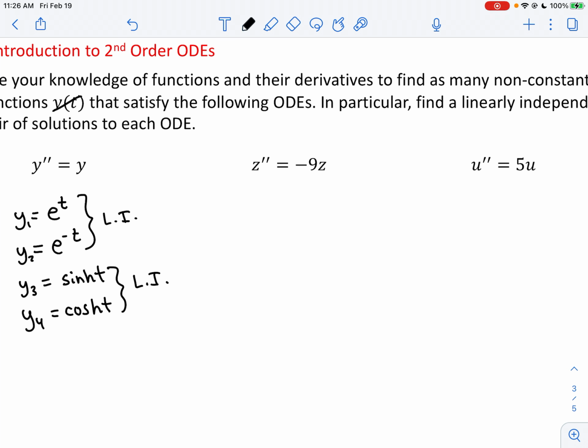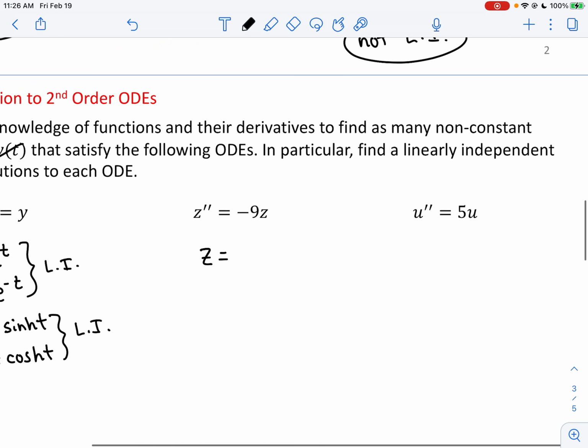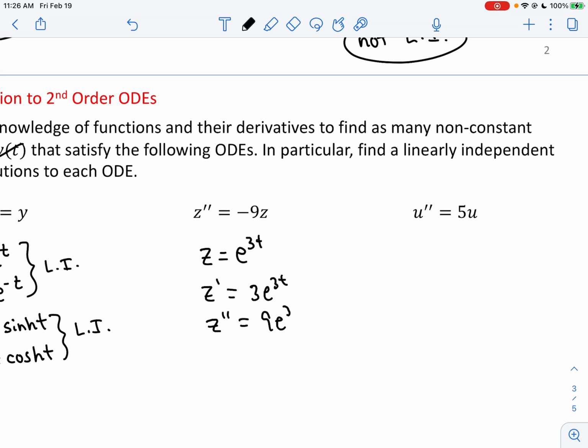The next one, z double prime equals negative 9z. All right, so a second derivative is going to produce a negative 9. Well, let's see. If z was e to the 3t, let's see what would happen here. z prime would be 3e to the 3t, and z double prime would be 9e to the 3t, which is equal to 9 times the original. Oh, so that's close, but it's not negative 9 times the original. So that's not going to cut it.